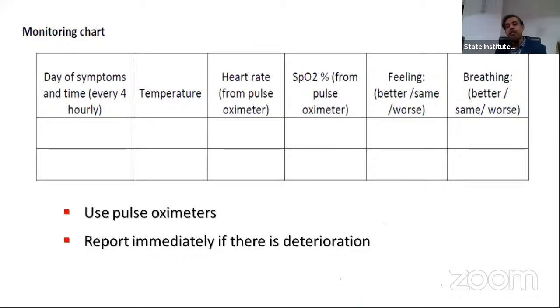Because many times you will get a panic call because the patient is not measuring the saturation properly, not following the proper instructions. So if the hands are cold, or if there is nail polish, you are bound to get a low saturation reading. That's why you have to take all these points into consideration.